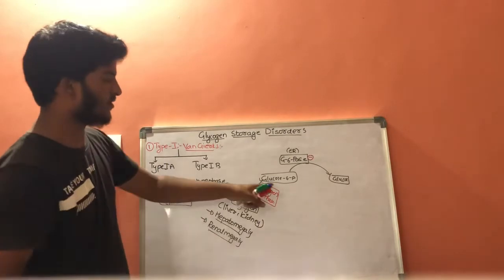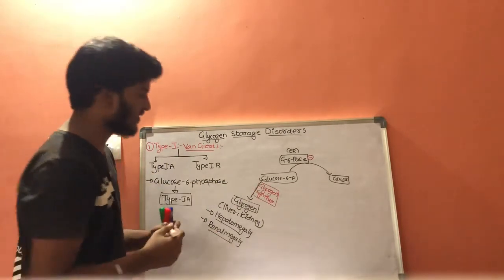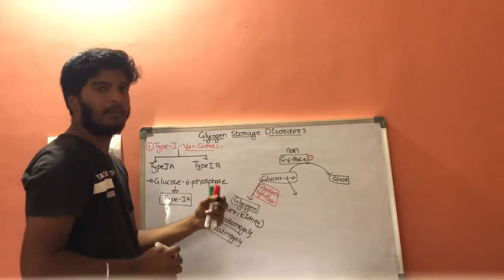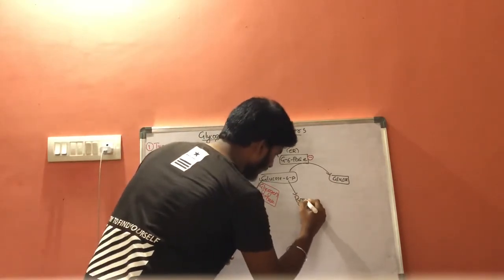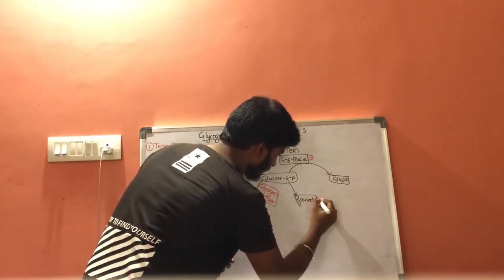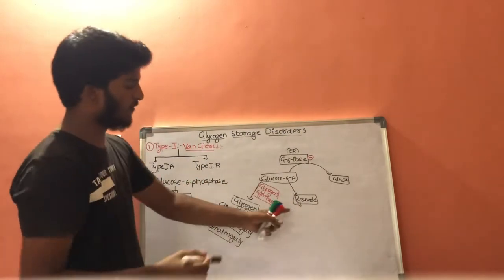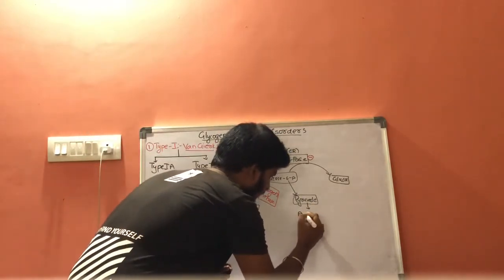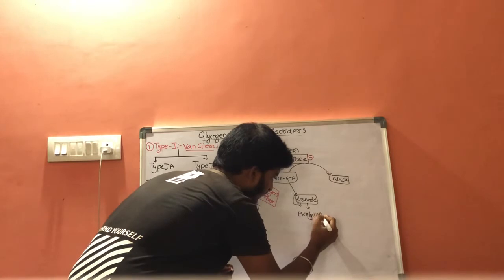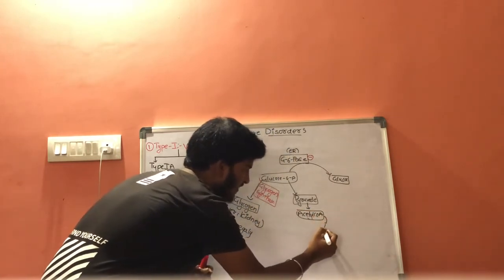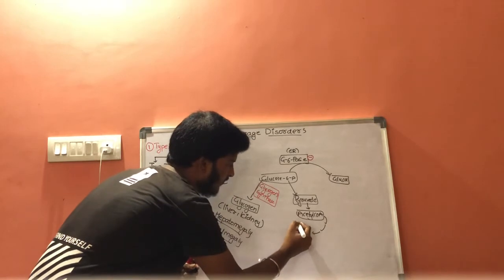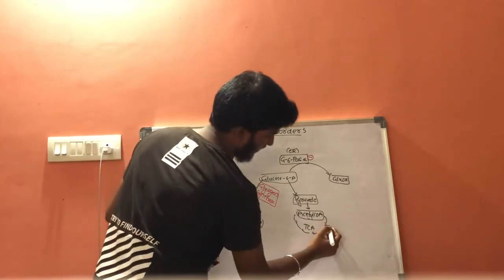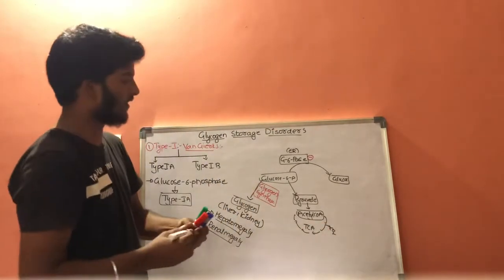Next, this glucose 6-phosphate can enter into glycolysis and results in formation of pyruvate. Now, this pyruvate will get converted into acetyl-CoA, and it participates in the TCA cycle by liberating carbon dioxide.